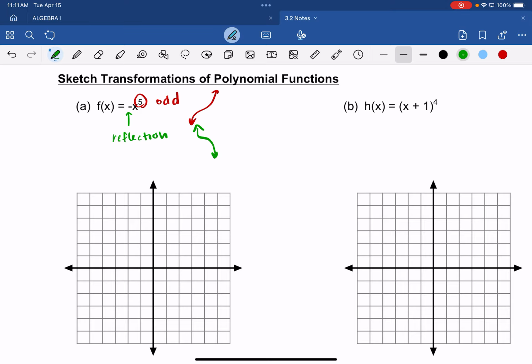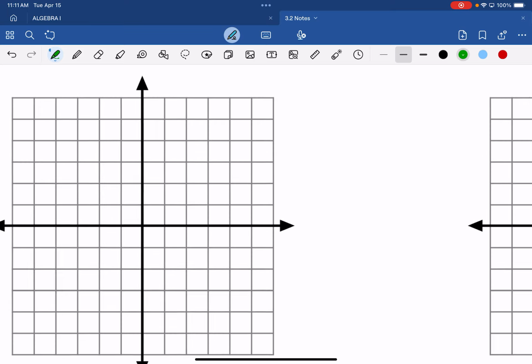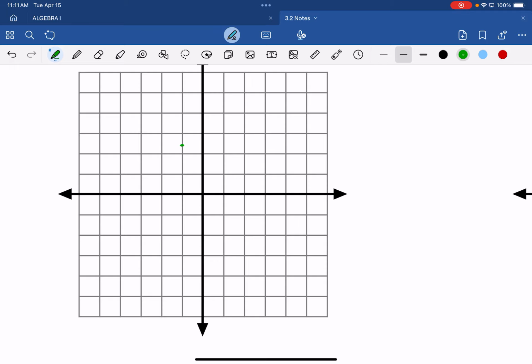Now the 5, that's a pretty high value. So I also know that in my graph, it's going to be pretty flat here in the middle, more than I was used to. I'm kind of emphasizing it. But that 5 tells me that it's going to be more flat near the origin than if I had an x cubed situation. So that's our power function.